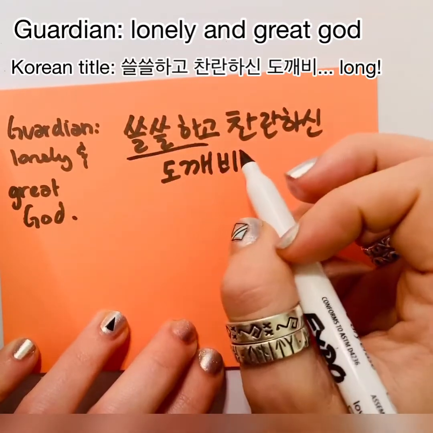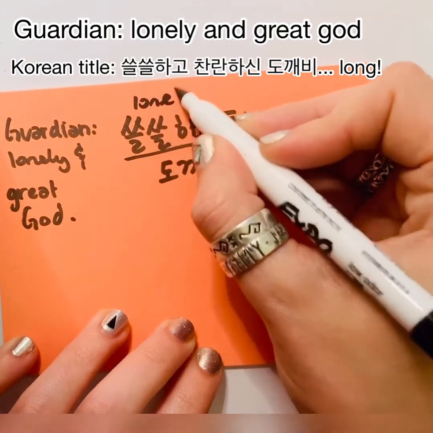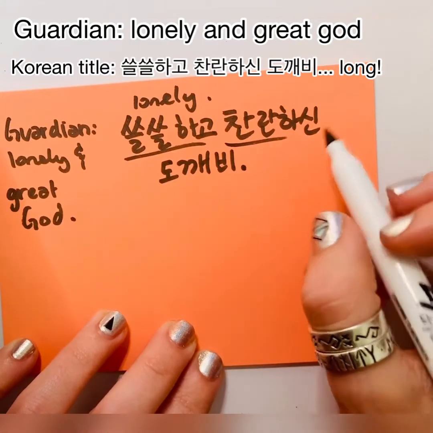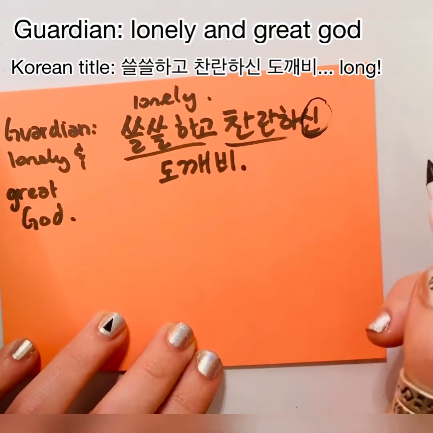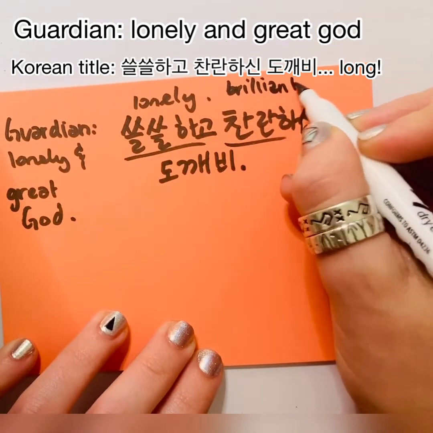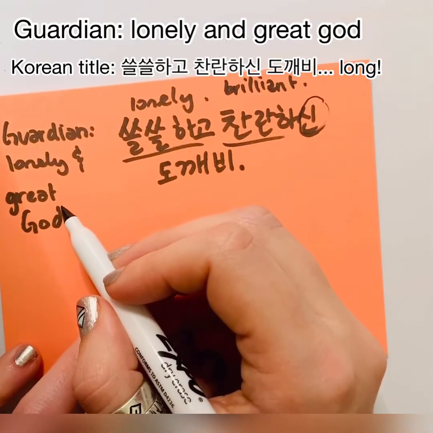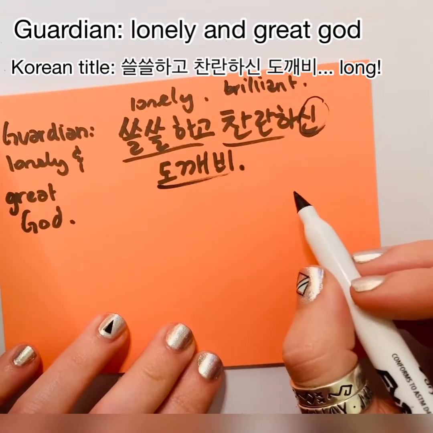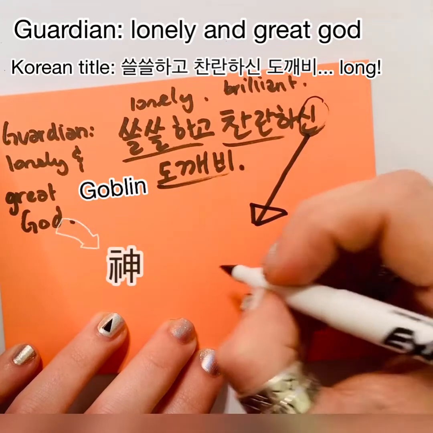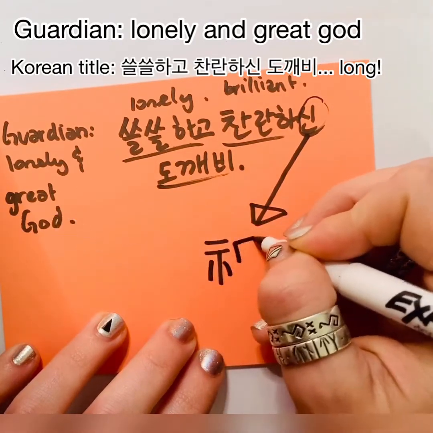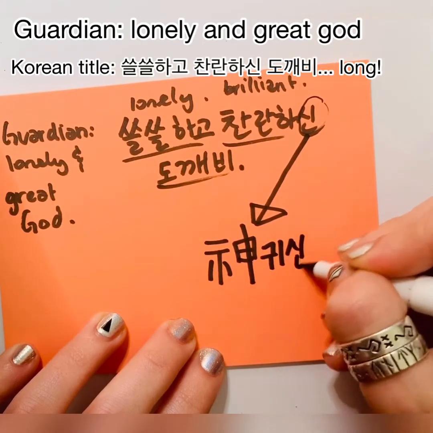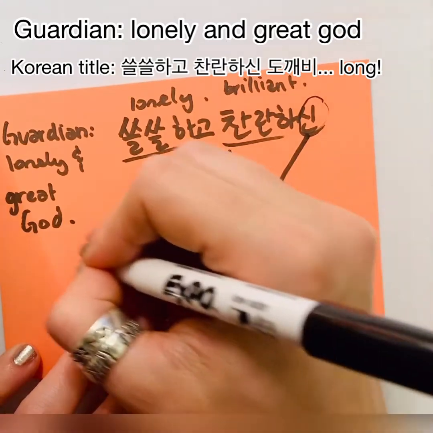So 쓸쓸하고, from 쓸쓸하다, means lonely. 찬란하다, 찬란하신. So kind of a play on words here because they're using a character shin in the title. But 찬란하다 means something that's brilliant. It can also mean something that's radiant, so that's really different from great, I think. Something you missed out on. 도깨비 means goblin. And this is the only Chinese character for this title. This is 귀신, 귀, the meaning God.